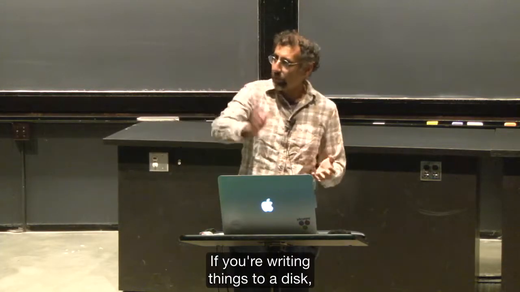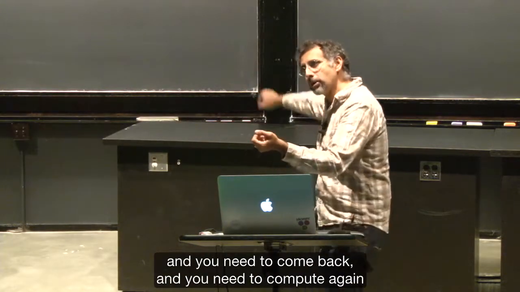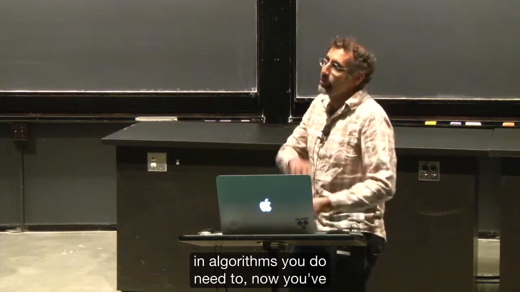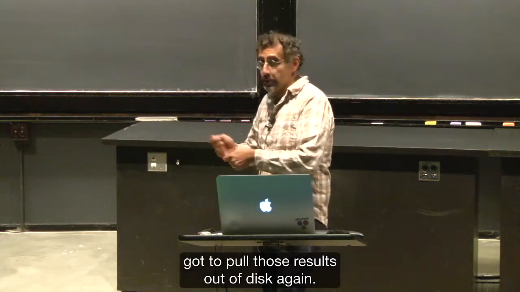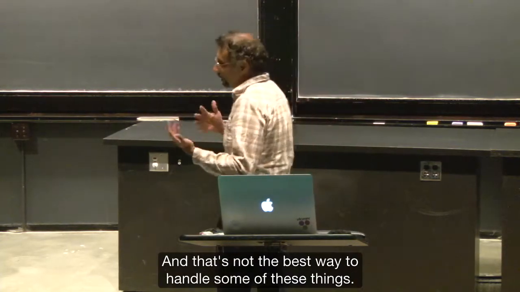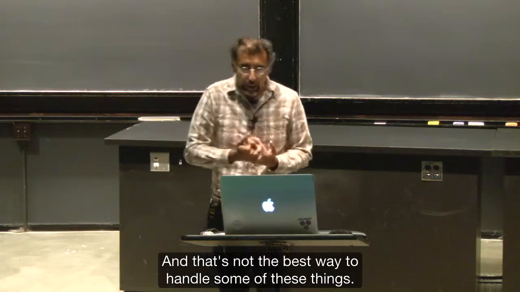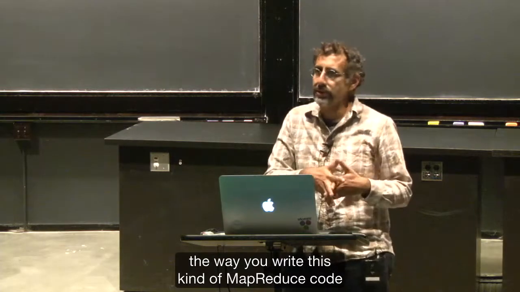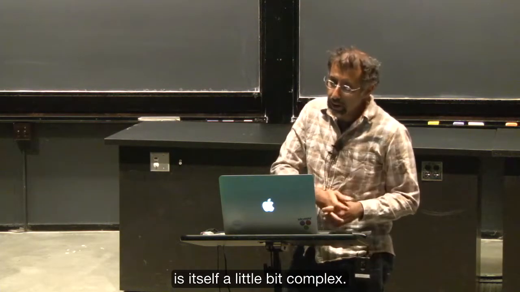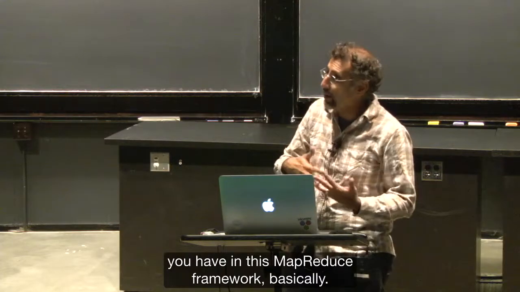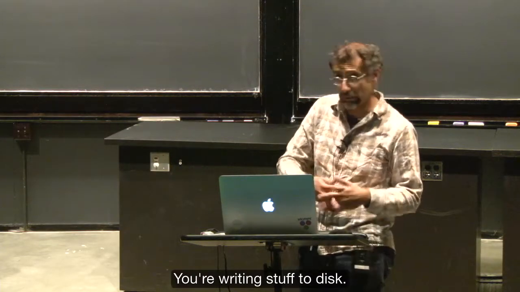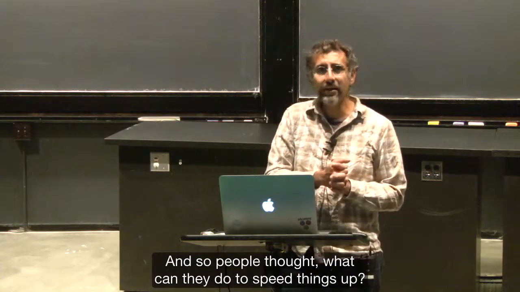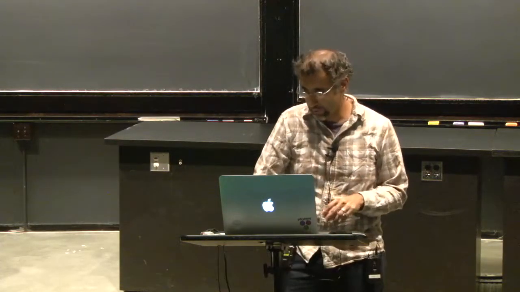If you're writing things to a disk, and you need to come back and compute again on those intermediate results, as many algorithms do, now you've got to pull those results out of disk again. So that's kind of slow. And that's not the best way to handle some of these things. And the way you write this kind of MapReduce code is itself a little bit complex, right? So these are the kind of problems you have in this MapReduce framework. You're writing stuff to disk. It gets you resiliency, very good, but it makes things slow. And so people thought, what can they do to speed things up?